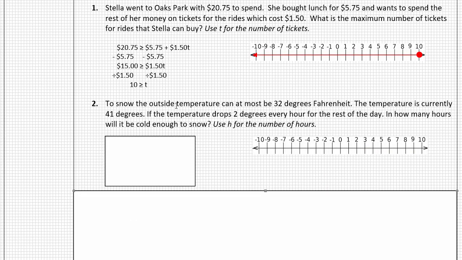To snow, the outside temperature can be at most 32 degrees Fahrenheit. The temperature is currently 41 degrees. If the temperature drops 2 degrees every hour for the rest of the day, in how many hours will it be cold enough to snow? Use H for the number of hours. So once again, please copy down the problem, paying attention to the important details that help you write the inequality statement. And then check back to see if we agree.